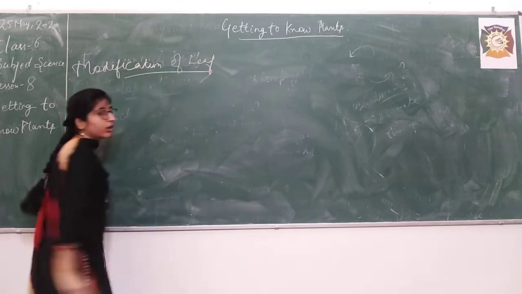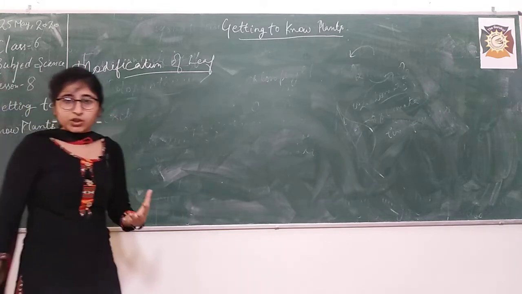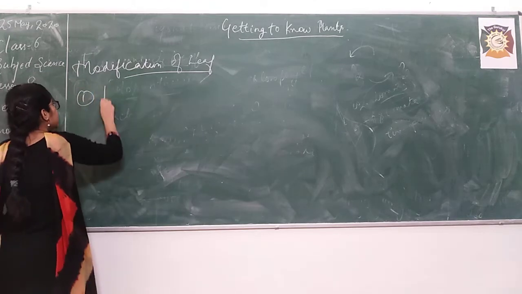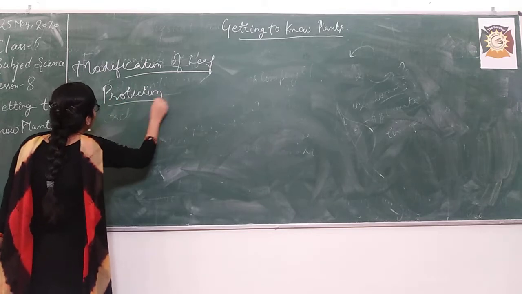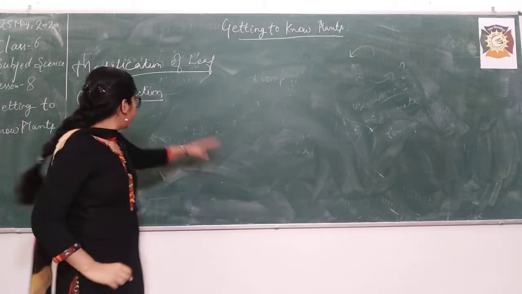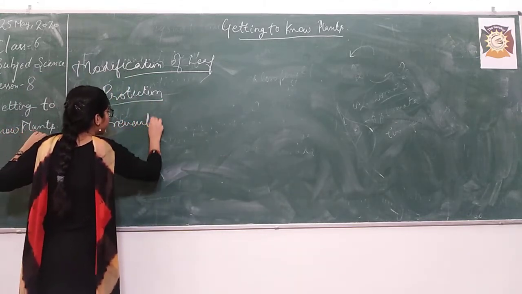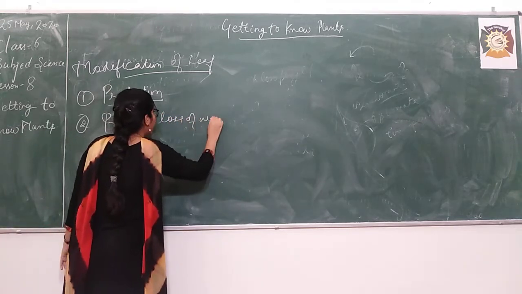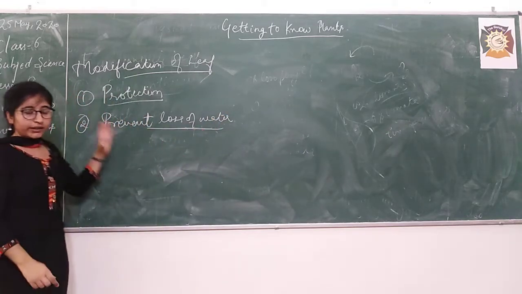So yes, modification of leaf. Now there are some specific functions that a leaf can perform in certain plants. What is it? Number one is protection. And second is, yes, these two are related very much. So I am taking these functions simultaneously: prevent loss of water. Now try to understand what are these two functions. I am taking these two collectively.